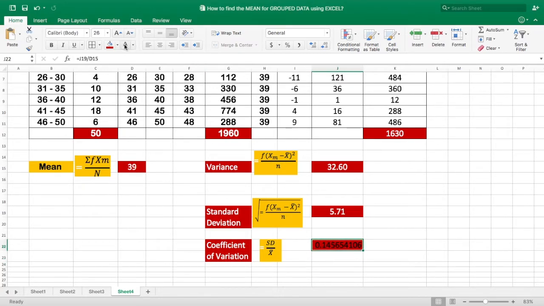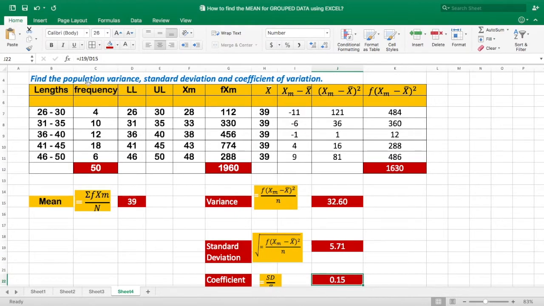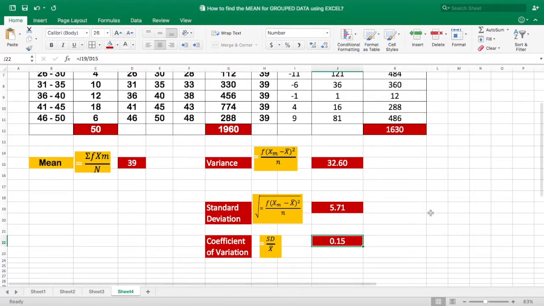If you want to change the color to white, that is fine. And if you want to decrease the decimal number to 2 decimal places, just hit this one. So we have 0.15 and it's rounded off already. So here you go. This is how you find the population variance, standard deviation, and coefficient of variation using Excel.